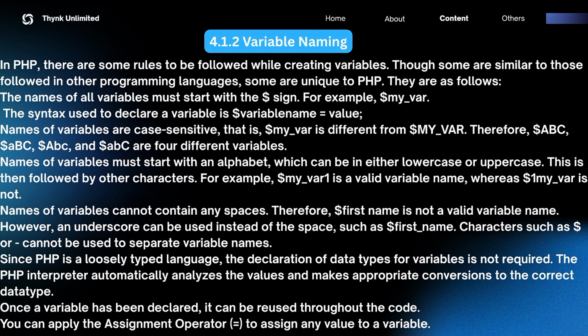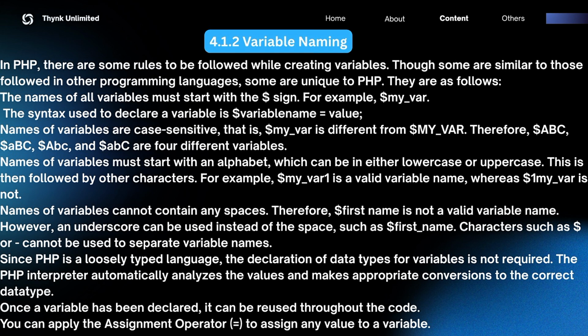First, every variable in PHP must begin with a $ sign, followed by the variable name. For example, you can declare a variable as $myvar or $x. The basic syntax used to create a variable is $variable_name = value. This means you simply use the $ sign, then write the name of your variable, followed by an equal sign and the value you want to assign.